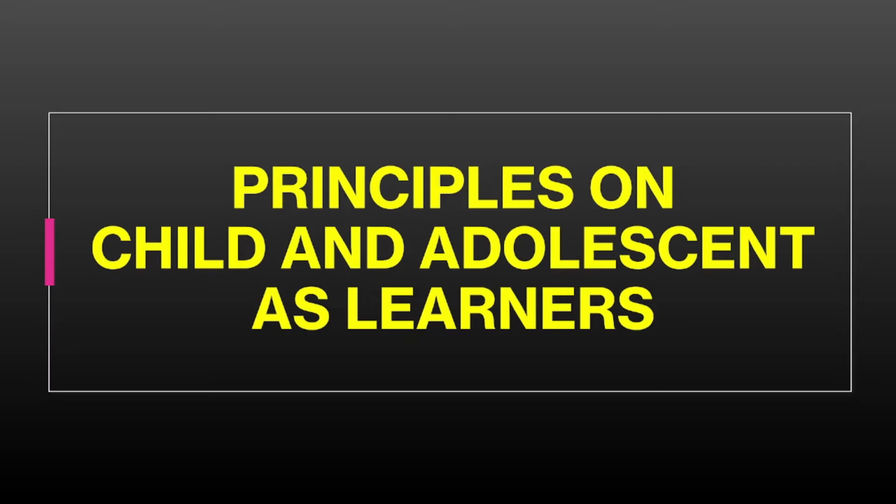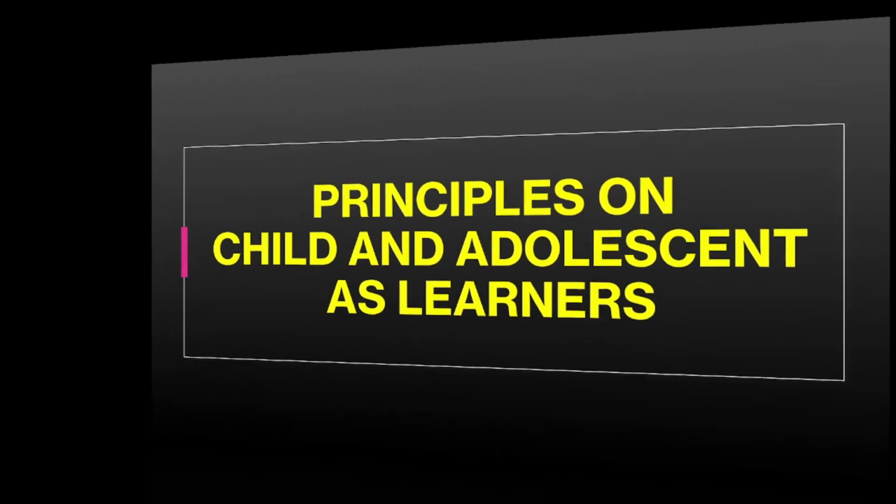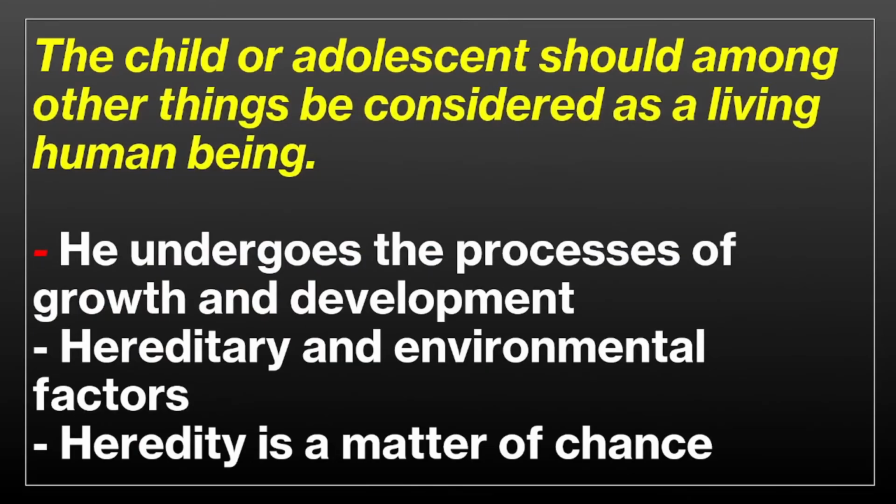Welcome to our lesson on principles related to child and adolescent learners. Today, we will delve into key concepts that are crucial for understanding how young individuals develop, learn, and interact with their world. First principle: the child or adolescent should, among other things, be considered as a living human being.